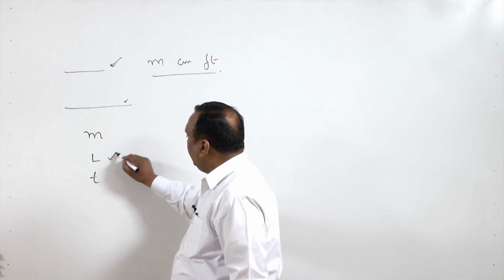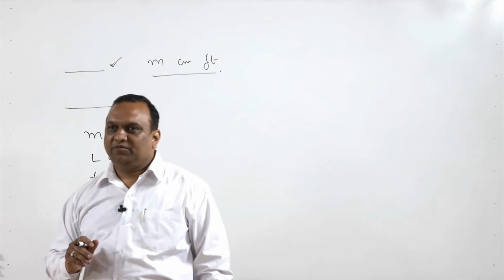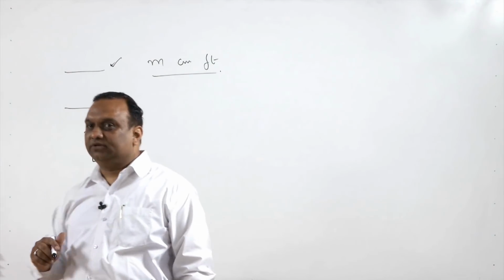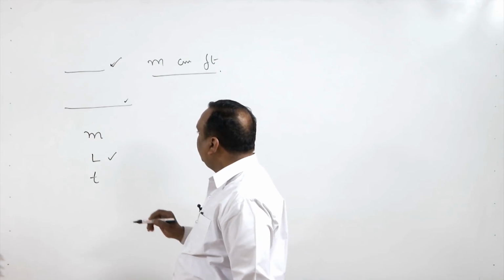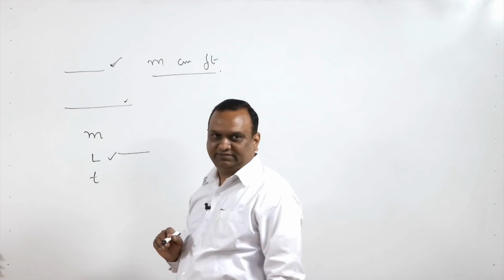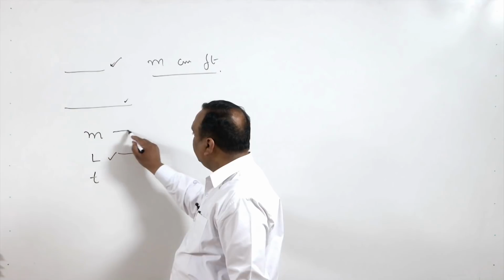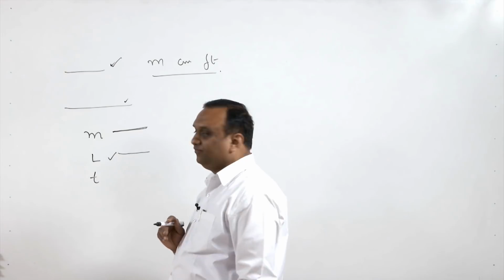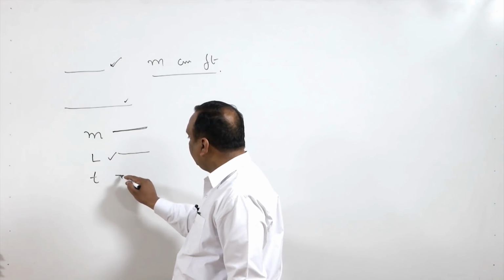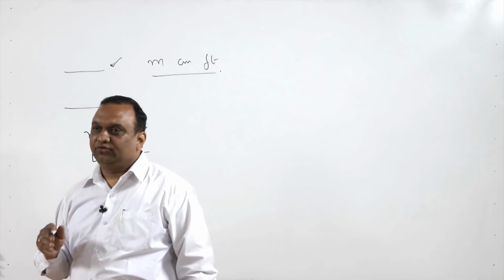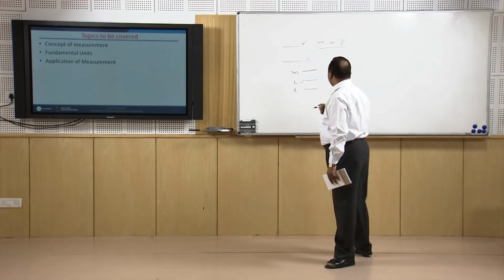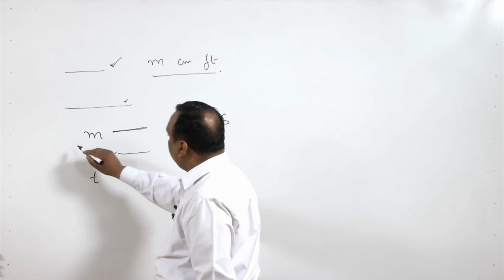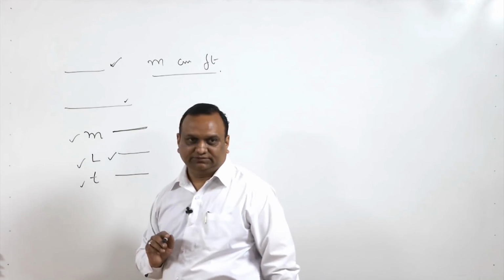Your hand can be a unit for length, but this length may vary from person to person. So therefore, there has to be some standard length, some standard meter for the act of measurement, some standard mass for the act of measurement, and some standard time for the act of measurement. So there are certain systems. Out of those systems, a very popular system is the MKS system, because these units are known as fundamental units.